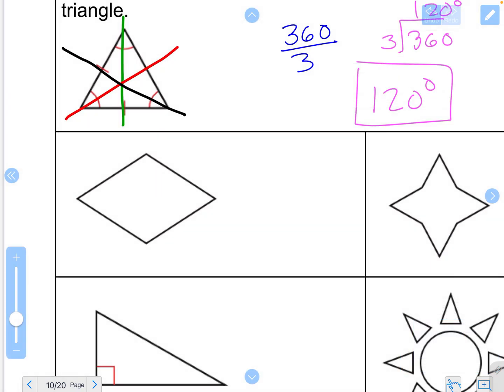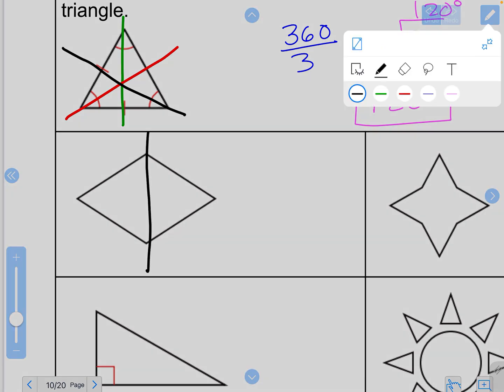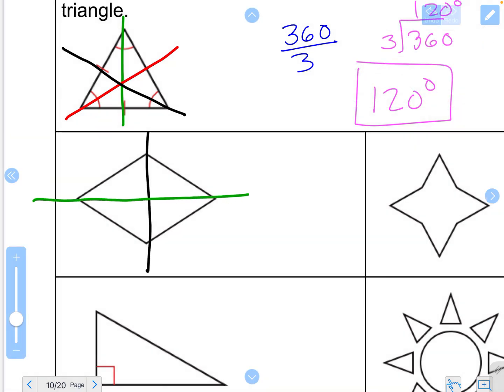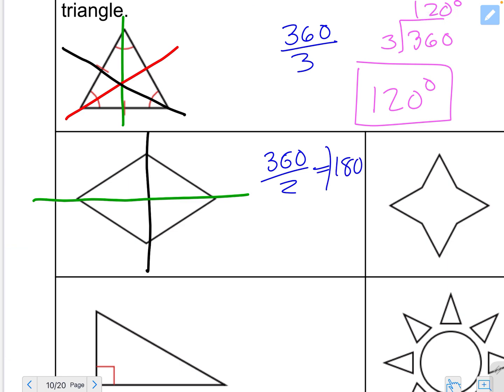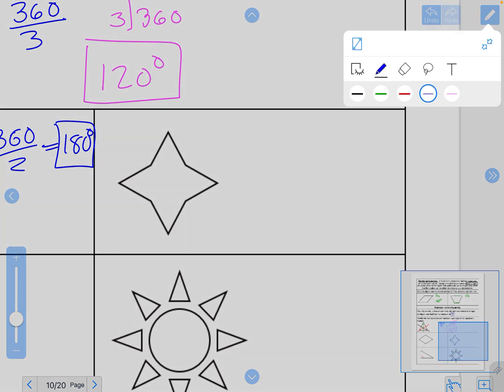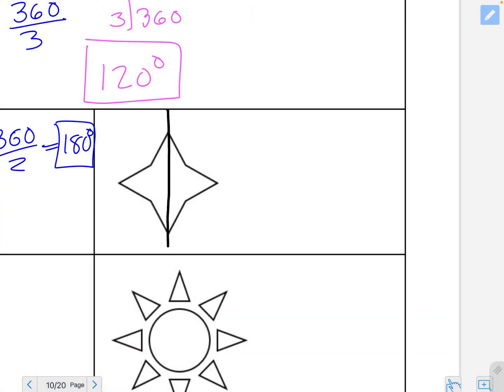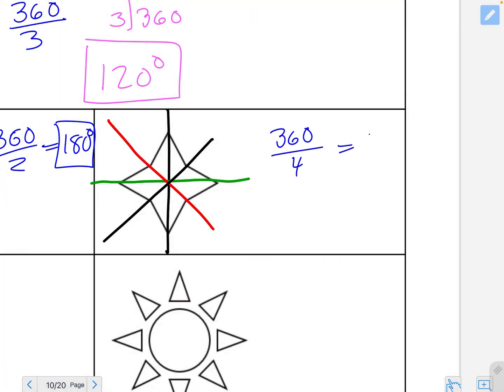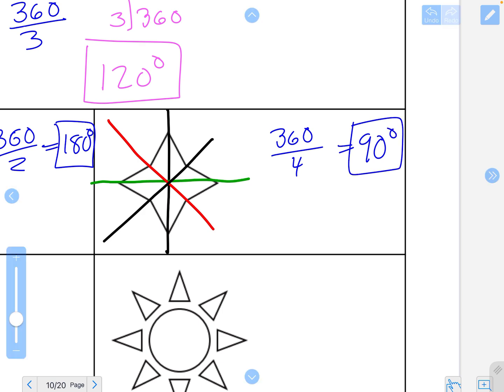All right, so now we've got another parallelogram. We know that we can cut it in half there and it's the same. And we know we can cut it in half there and it's the same. So if it has 2 lines of symmetry, we can take 360, divide it by 2, which gives us 180 degrees of rotation. So our star figure here, we've got a line of symmetry there. We have a line of symmetry here. We've got one there, and then we've got another right here. So because we've got those 4 lines of symmetry, we can do 360 divided by 4, and it's going to have 90 degrees of rotation.